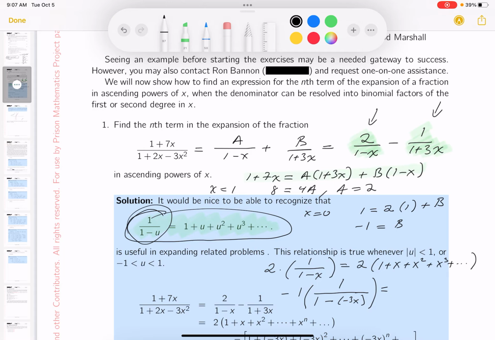What do we put down now? Let's write this down very carefully. It's going to be minus 1 times 1. Now it's going to be plus the u. What's the u? This is the u. It's minus 3x. Plus the u squared. I'm going to jam it in there. Plus the u cubed. Plus yada, yada, yada. It goes on forever.